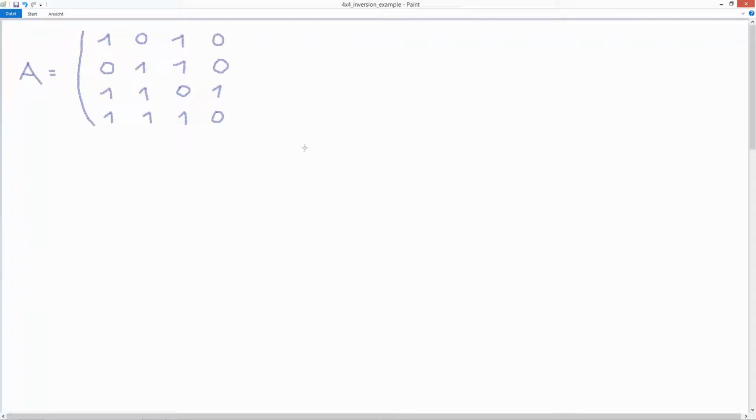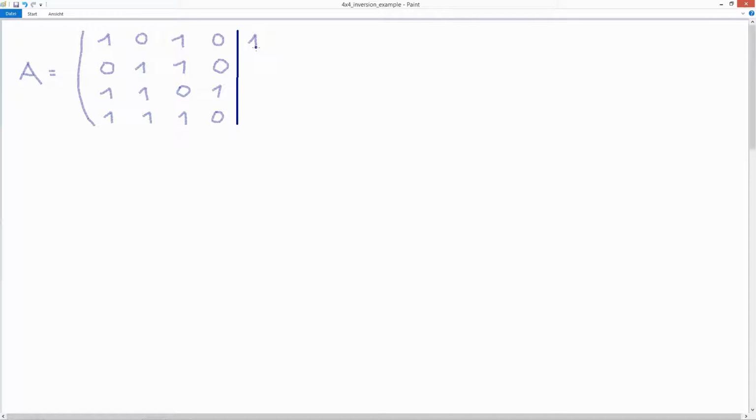In this video I will show you how you can invert a 4x4 matrix by using the cross product. Let's take a look at the following example. This here. We want to invert the matrix A. The first thing we have to do is to expand the matrix A with the unit matrix. So here on the right we write the unit matrix.